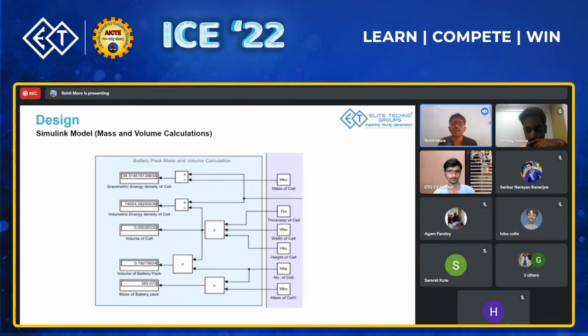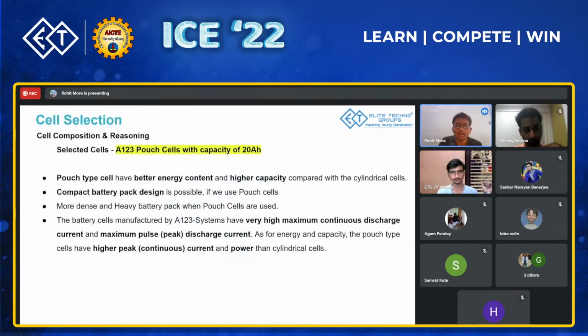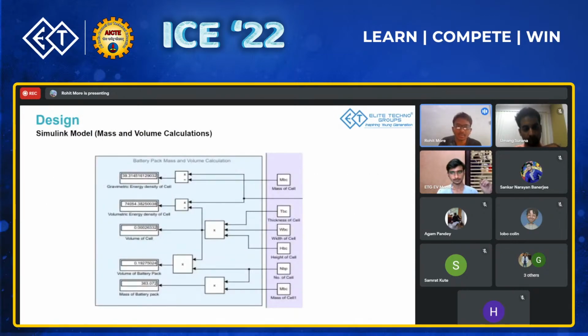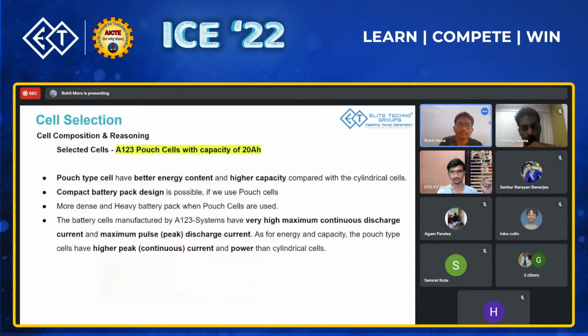This is the fourth area of my calculation, that is the mass and volume calculation part. Here we calculated the total volume of each cell and the total volume of the battery pack, and thus the mass of the battery pack as well. It might not be visible in the PPT, but I can show you my MATLAB model after the presentation ends.